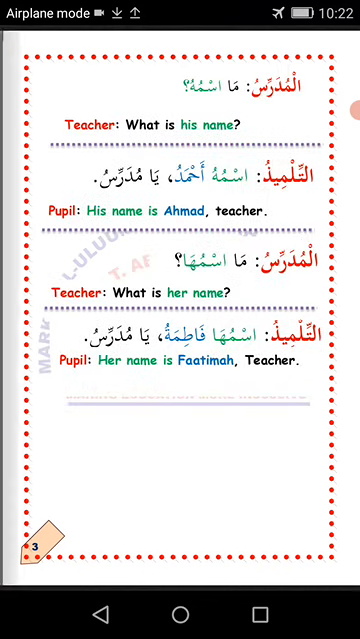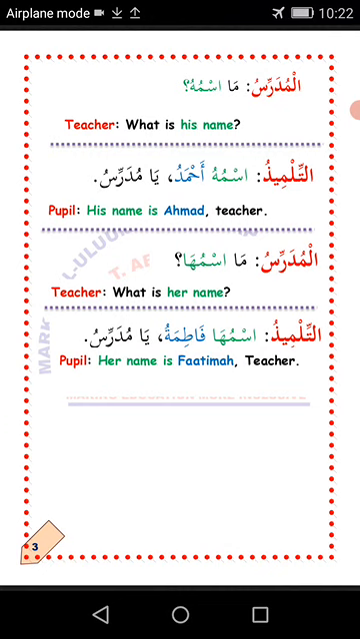MashaAllah. Al-mudarris, teacher. Masmuhu? What is his name? At-tilmid, pupil. Ismuhu Ahmad. His name is Ahmad. Ya mudarris, teacher. Ismuhu Ahmad. His name is Ahmad.